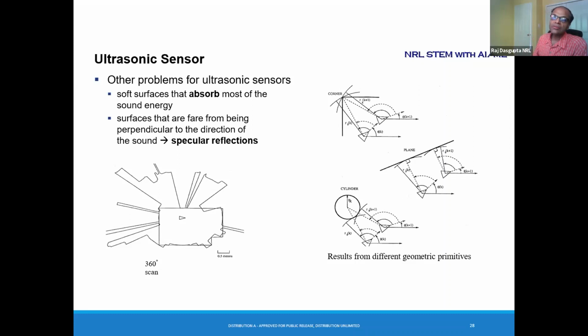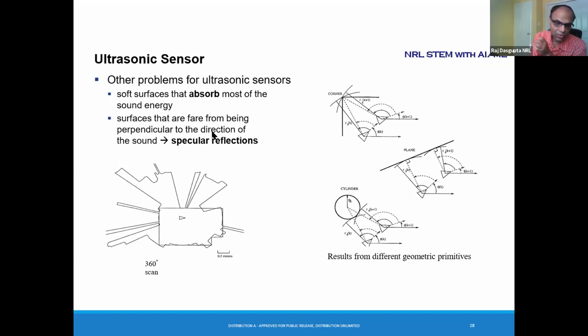Another problem is that the sound signal that is sent out must hit the object at right angles. So if your obstacle is at a certain angle facing you instead of exactly at right angles, then the sensor reading that you will get won't be accurate.